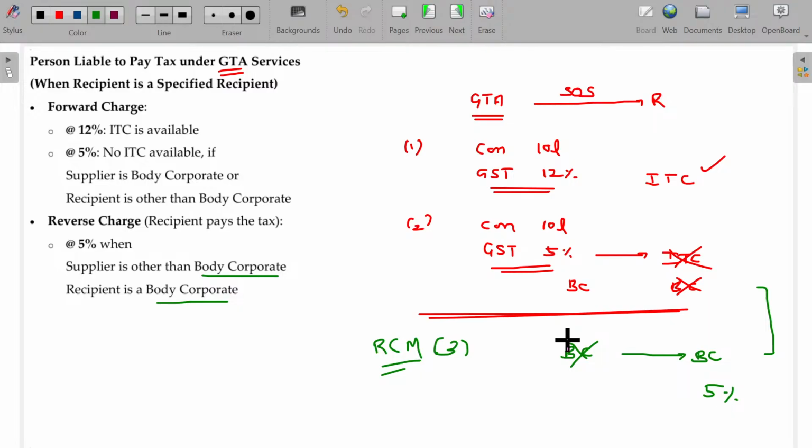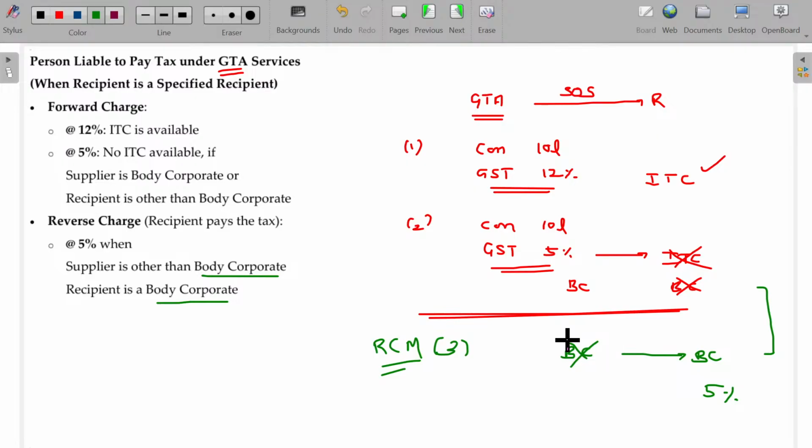In case the supplier is the body corporate and the recipient is other than body corporate, forward charge 5% will be applicable. ITC is not available. If the supplier is other than body corporate and the recipient is the body corporate, and he actually pays the tax under RCM, then only 5% will be payable. No ITC is available. Only when you pay the full tax, ITC is available. For partial tax, you will not be eligible for the ITC. Is that clear? Hope you will now be able to understand GTA cases.